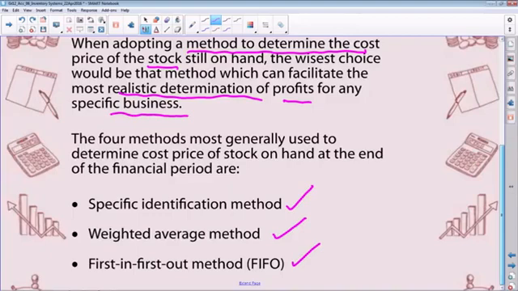Thirdly, you have what we refer to as the first in, first out method. The acronym for it is FIFO. First in, first out. Very simple. The stock that comes in first is the stock that is sold first. Right. So now, when we said 4 methods, there is also a method called LIFO.